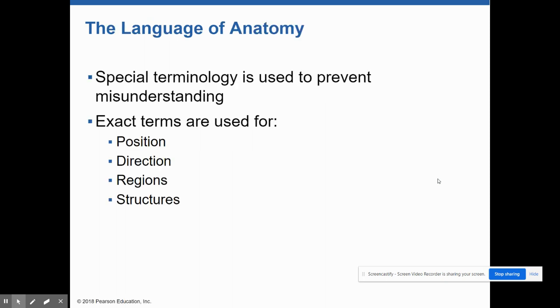So now we're going to talk about the language of anatomy. We're only going to cover a portion of this section today, and then tomorrow we're going to continue with the language of anatomy. Special terminology is used to prevent misunderstanding. They use the same terminology in every country, and it's in Latin, so that way there aren't any language barriers between countries. Exact terms are used for position, direction, regions, and structures in the body. Today we're going to talk about directional terms.